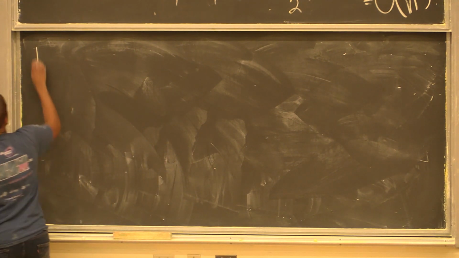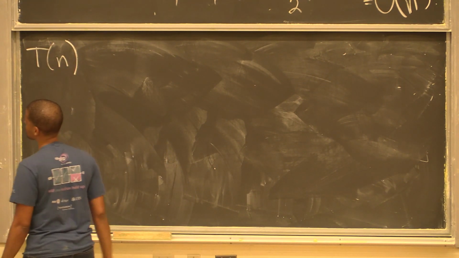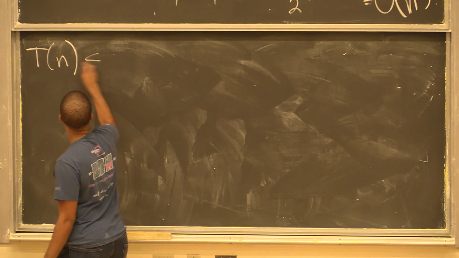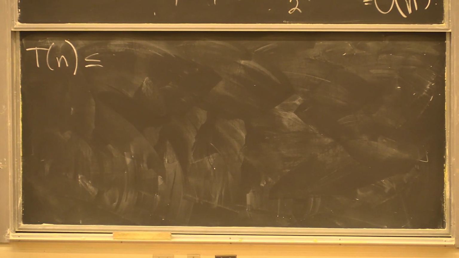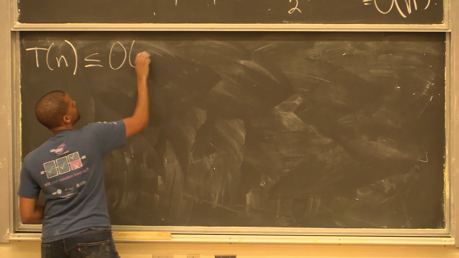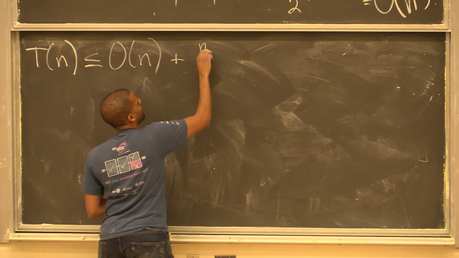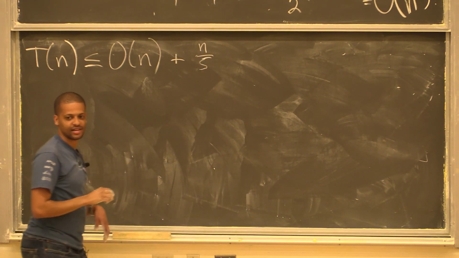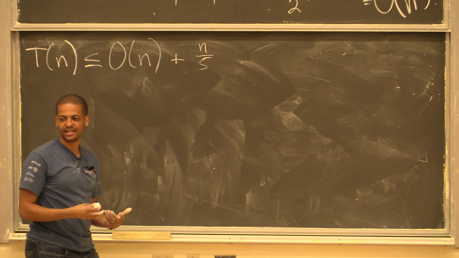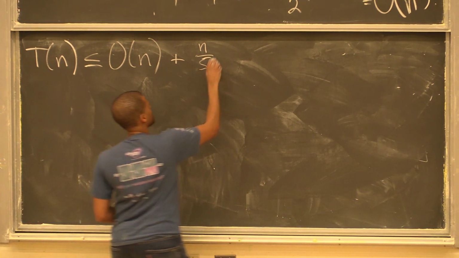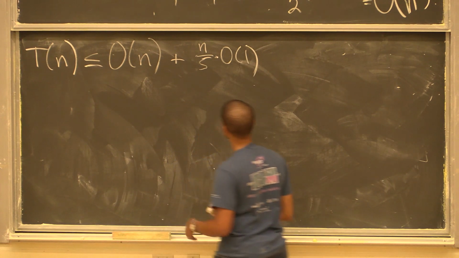So the worst case runtime on inputs of size n is at most: I break up A into groups of size 5, and then I compute medians in each group. There's some linear time procedure to break it up into these groups. How many groups are there? There are n over 5 groups, and in each group I find the median. That takes constant time per group, times n over 5 groups, so that's again O of n.